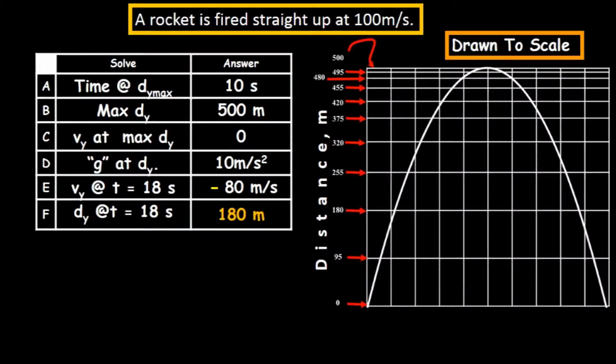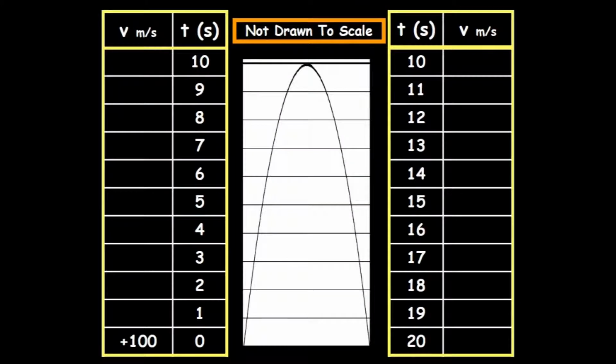Okay, now this is just to show you how the other graph was not drawn to scale, but this graph is drawn to scale relative to distances. You see that? If I made a distance time graph, it would be curved at the top. So the distance is there. And I'm going to show you this.